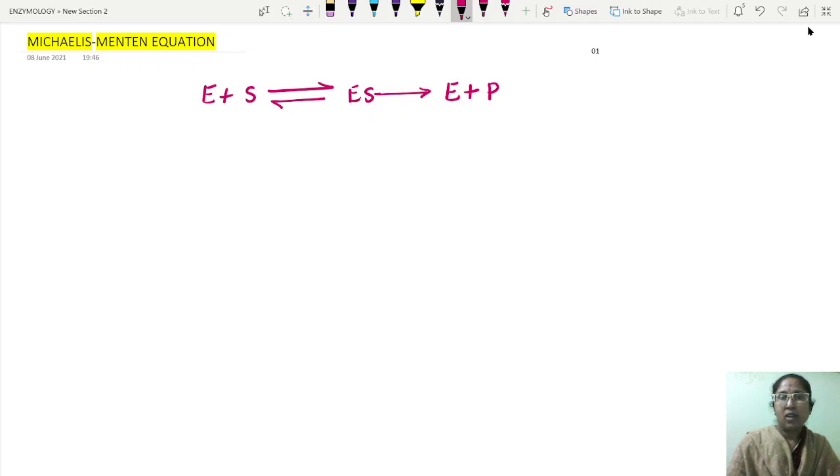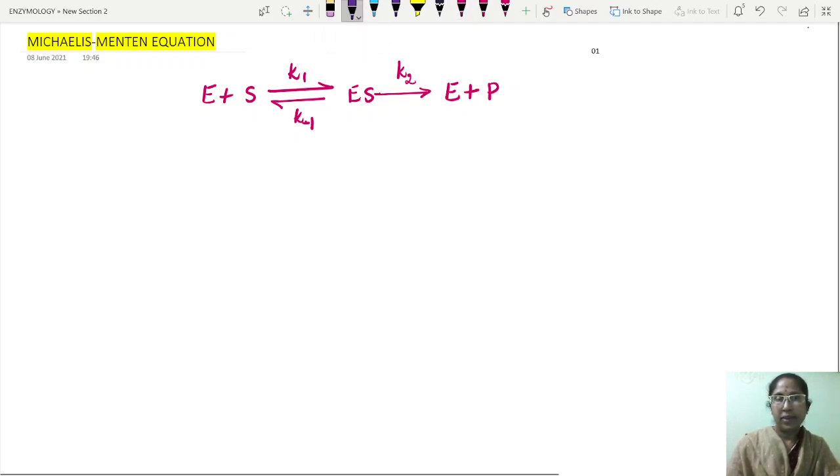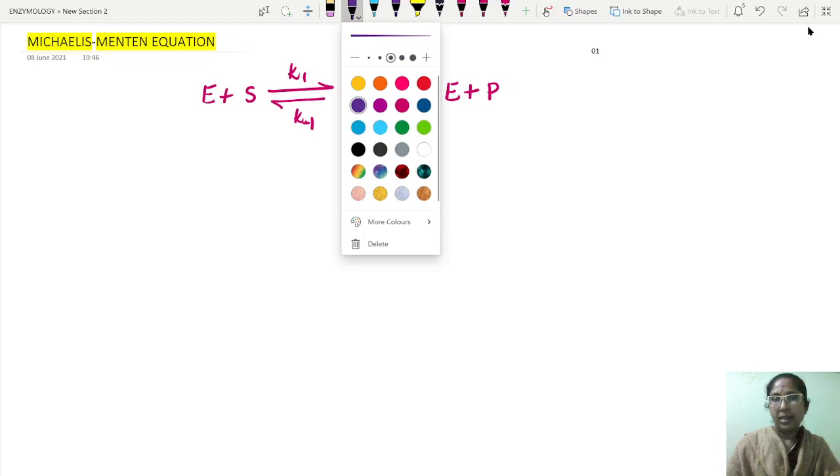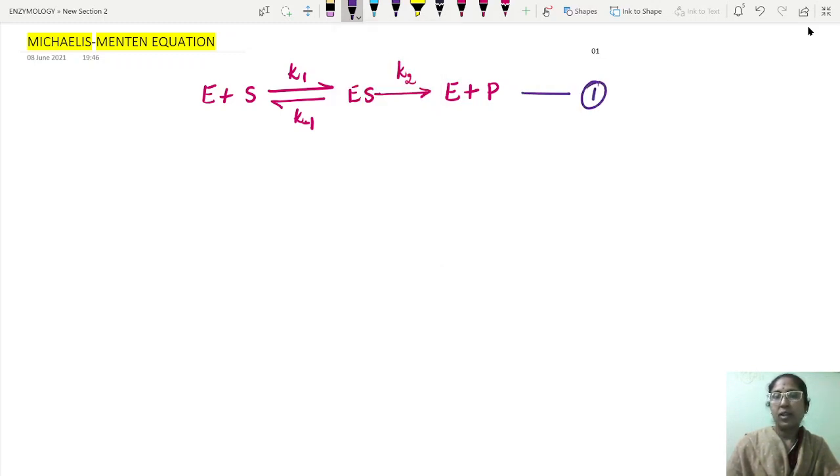Let the rate constant of the formation of the ES complex be K1, and its reverse reaction, the breakdown of the ES complex to enzyme and substrate, be K minus 1. At the same time, this ES complex breaks down to produce enzyme and product, and let us consider its rate constant as K2. Let this be equation number 1.